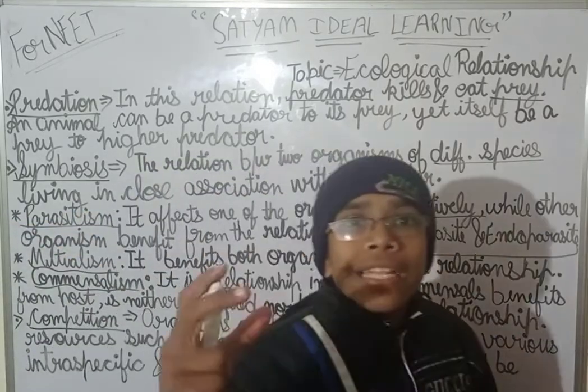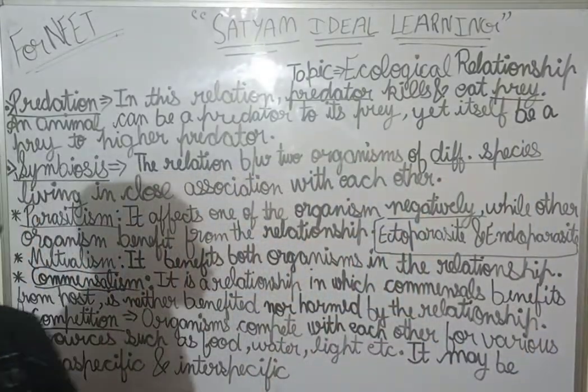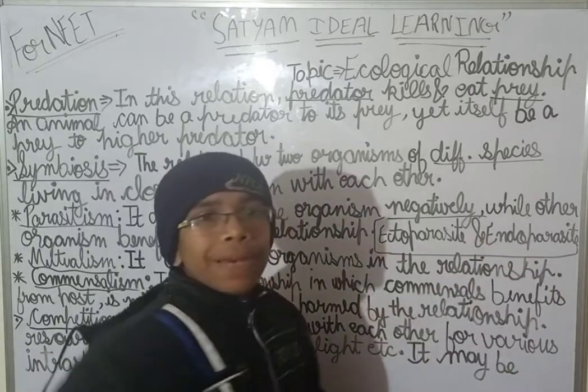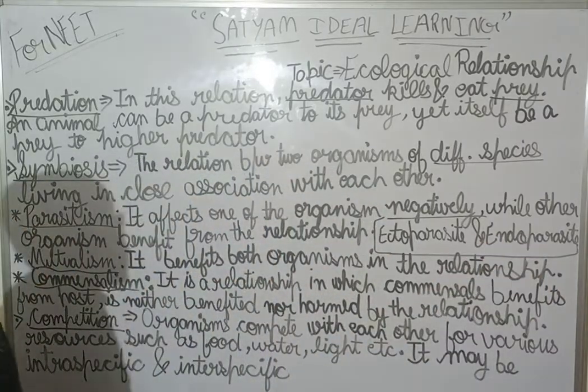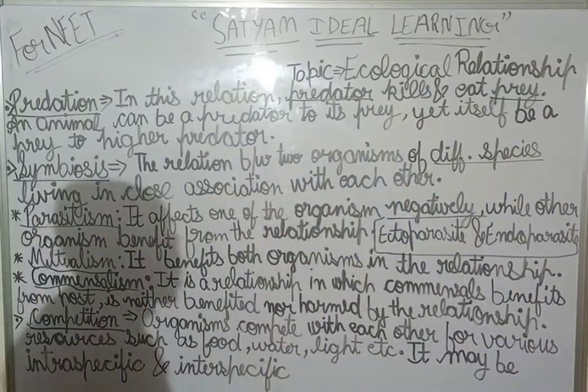Tapeworm lives in the human intestine. So endoparasite, the example is tapeworm. And the parasite's example is dodder also. Okay, dodder, not deodor, dodder.